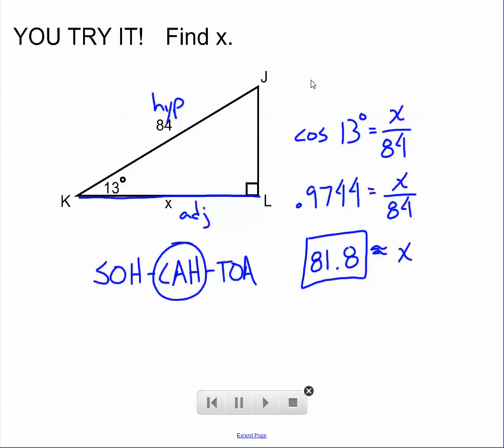All right, so replay any of the video if you don't understand what's going on or how to set up the equations. Come in tomorrow with your questions, and we'll have some practice sheets for you tomorrow as well. Good luck.